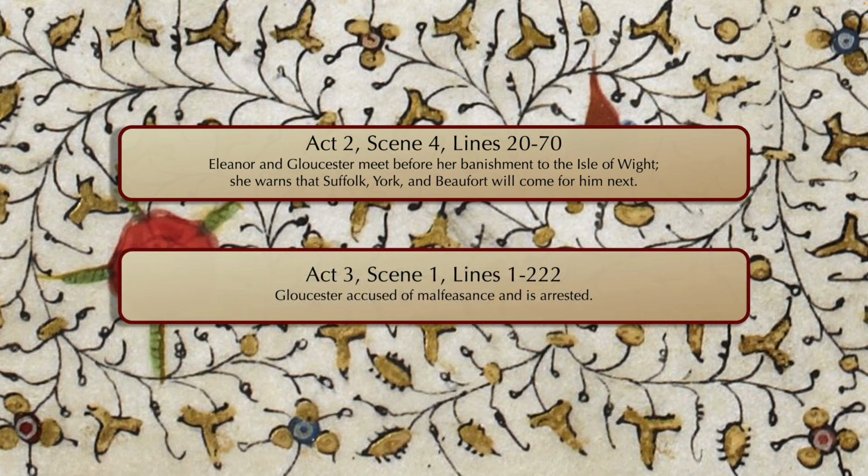Act 3, Scene 1, lines 1 through 222. This is where all of his enemies get together and accuse him of malfeasance, and he is arrested. He knows essentially that they're going to kill him, and in a kind of prophetic remark, anticipating the Wars of the Roses, he says that my death will be the prologue to their play, for thousands more that yet suspect no peril will not conclude their plotted tragedies. So really chilling lines before he is murdered in his bed.